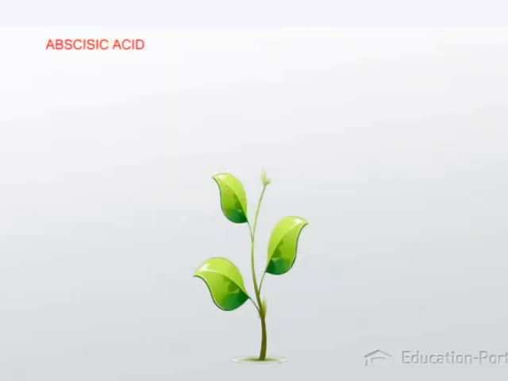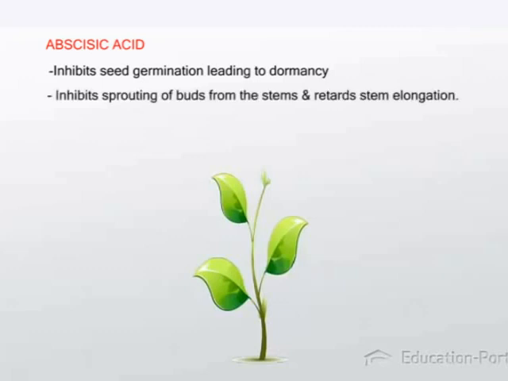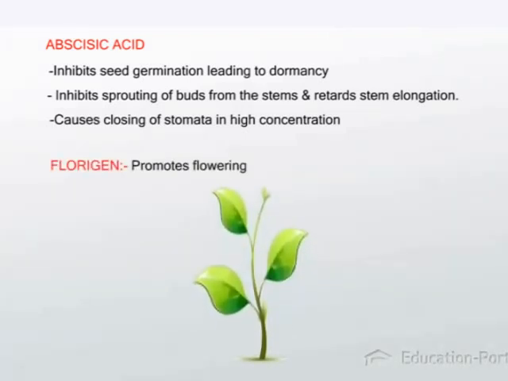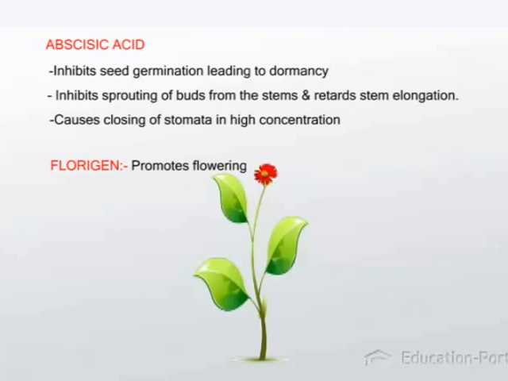Abscisic acid is a plant hormone whose effects are inhibitory in nature. It inhibits seed germination, leading to seed dormancy. It inhibits sprouting of buds from stems and retards stem elongation. In high concentration, abscisic acid causes closing of the stomata. This effect is important in that it enables plants to reduce water loss. It also promotes leaf and fruit fall. Another hormone, florigen, is produced in plants where it promotes flowering.